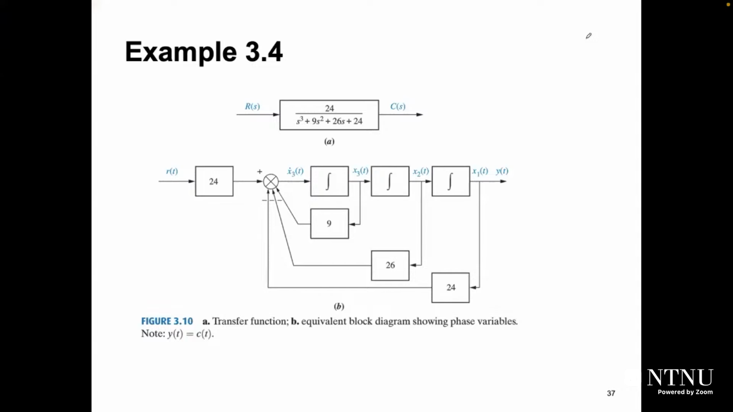There is something called the block diagram showing those phase variable nodes. In fact, if we need to do it, I can do it on a separate page.